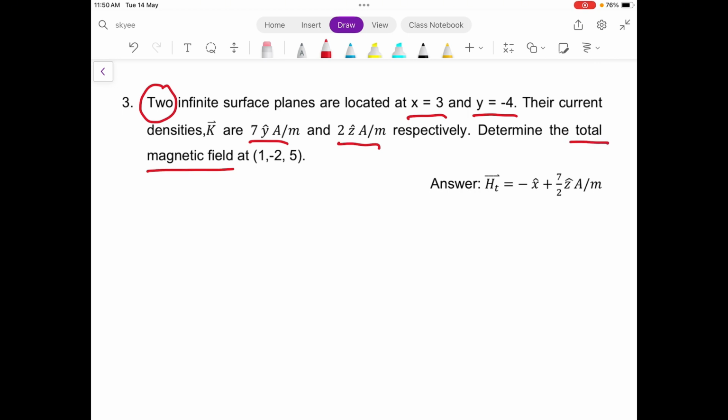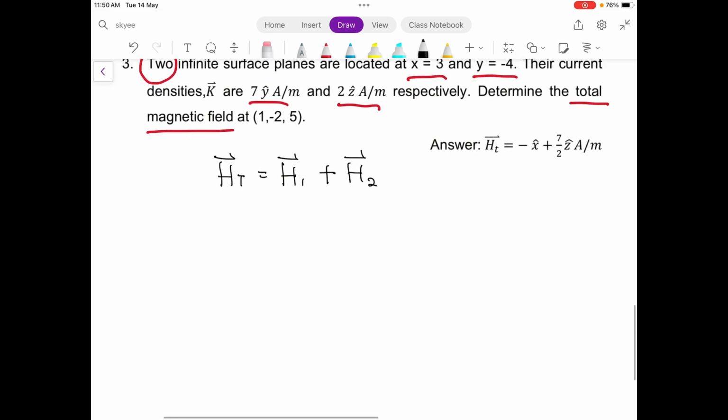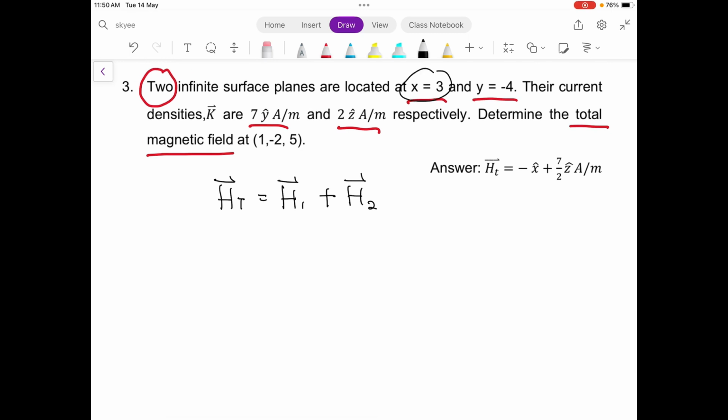Since you have two infinite surface planes, you will have two magnetic fields. When they mention the total magnetic field, you have to find the magnetic field from the first surface plus the magnetic field from the second surface. Let's look at the first surface, x equals 3. We can draw this. This is the x axis, the plane is over here at position 3. The current density is 7y.